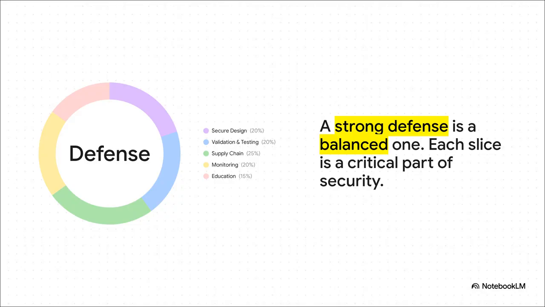At the end of the day, it's all about balance. This is a team sport. You can have the best supply chain security in the world, but if you're not watching what the model does once it's live, you've got a massive blind spot. And if your developers don't know what to look for, they could accidentally leave the front door wide open. Every single one of these pieces has to work together.